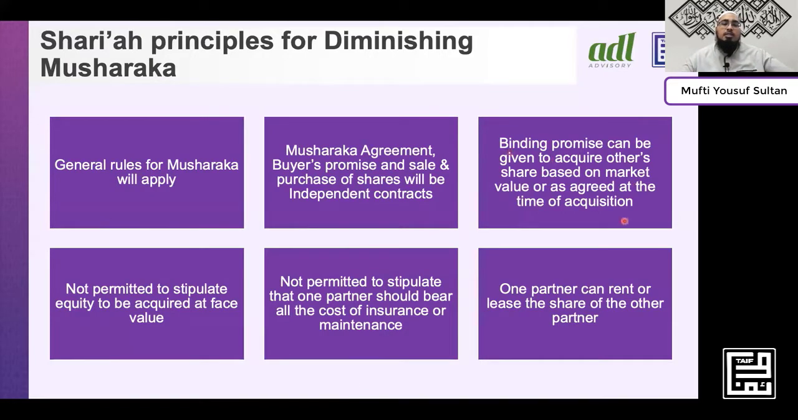The binding promise. The client will usually give a binding promise that I will purchase. Now, can that binding promise include a price agreed upon? Like, can it say, I will purchase the IFI's share at X amount? Cannot. Rather, he can say at a value to be agreed upon or at a market value. If he puts the price as well, it makes it more like a contract.